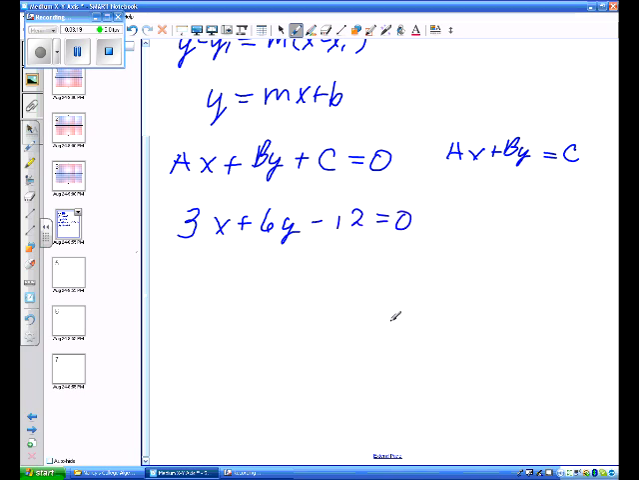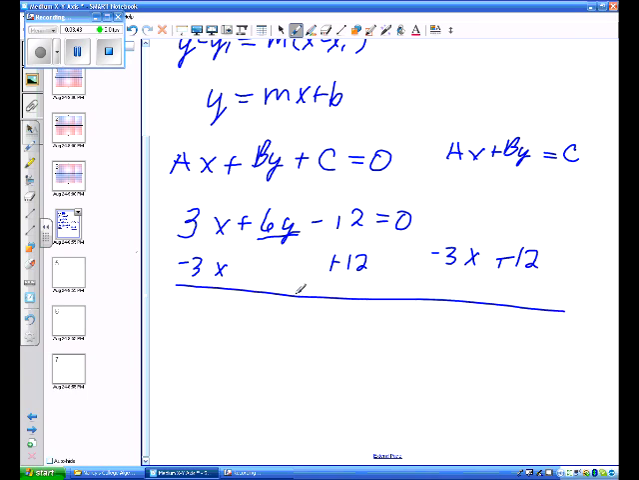Now, if we wanted to graph this, then it would be nice to know the slope and the y-intercept. And so to do that, we're going to solve it for y. So we can subtract 3x, and we can add 12 to both sides. And so if we do, then what we have left is 6y is equal to negative 3x plus 12. And we usually write our x term first so that it will be in slope-intercept form. And then divide both sides by 6.